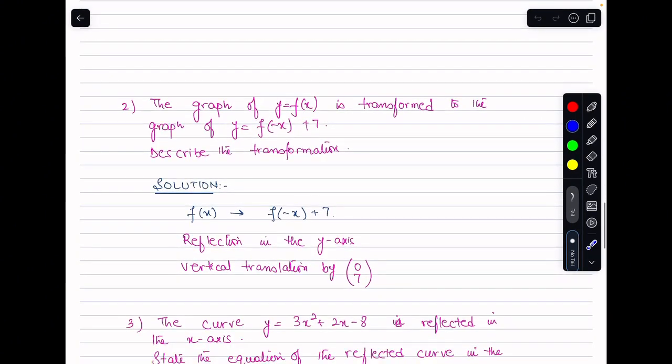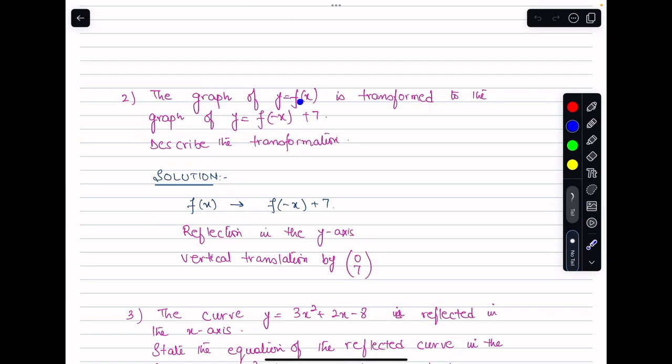Let's do the second question. The graph of y equals f(x) is transformed to the graph of y equals f(negative x) plus 7. Describe the transformation. It's very clear that we have a negative x, which means it should be reflected in the y-axis, and then there is a positive 7, meaning a vertical translation by 0 and 7. So this is how I will describe the composite transformation: first a reflection in the y-axis, and then a vertical translation by 0 and 7.